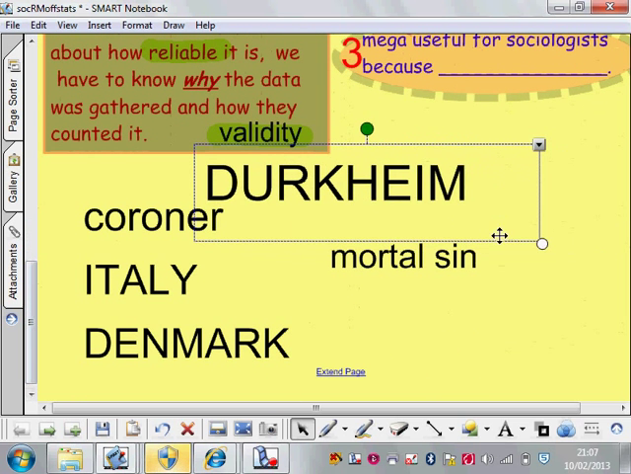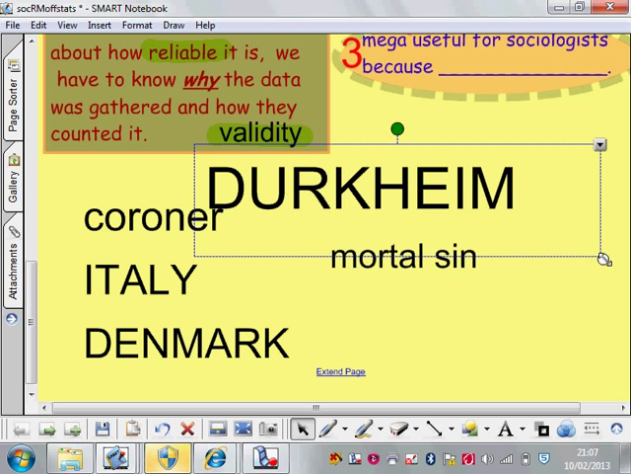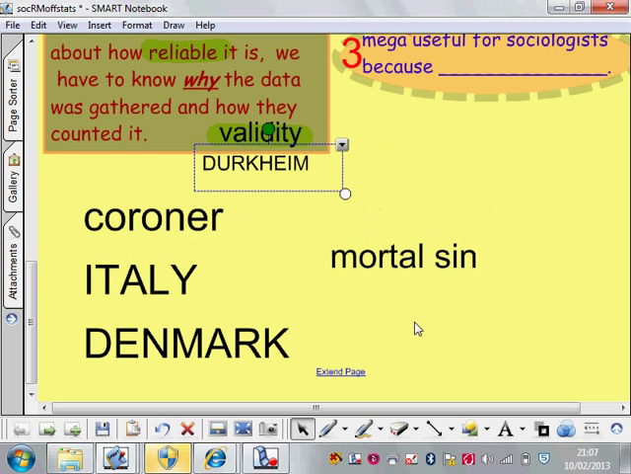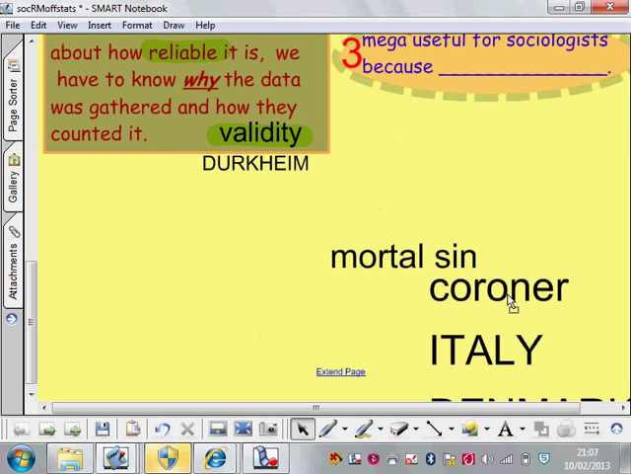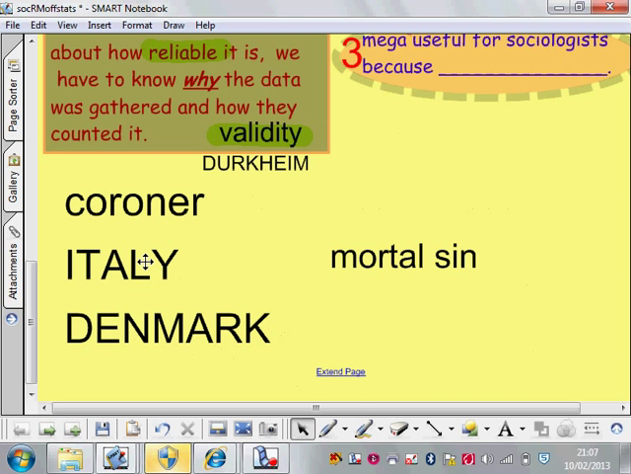Emile Durkheim is one of the founding fathers of sociology. And he did some work on suicide, and he found that the suicide rates in Italy and Denmark were different. Many, many more people appeared to commit suicide in Denmark than in Italy. Years later, others would look into this again, replicate Durkheim's work, and they come up with an idea. Well, here's the problem.